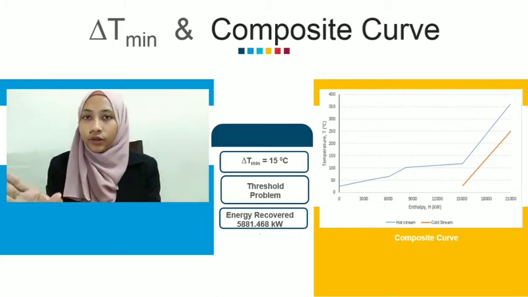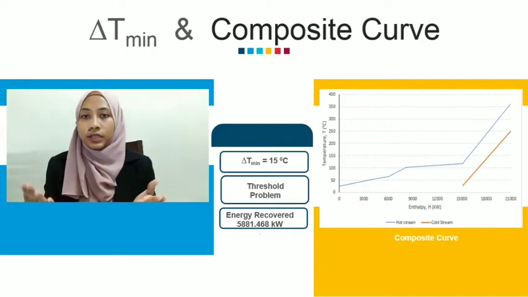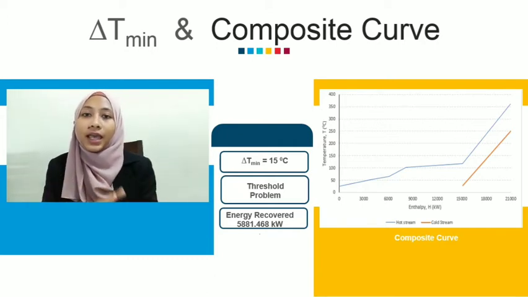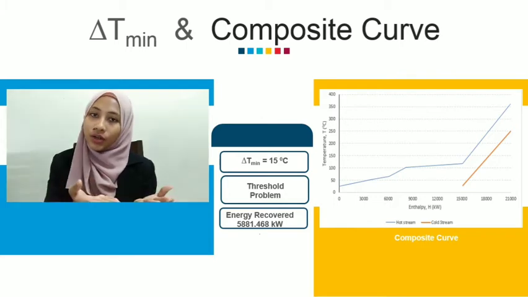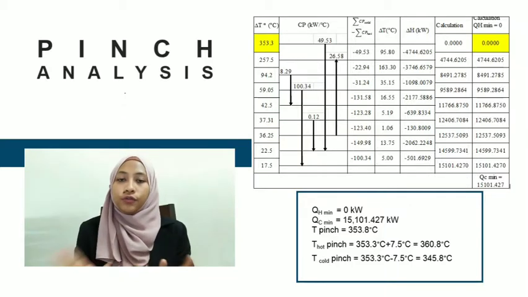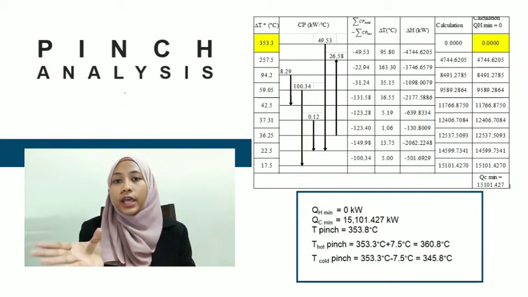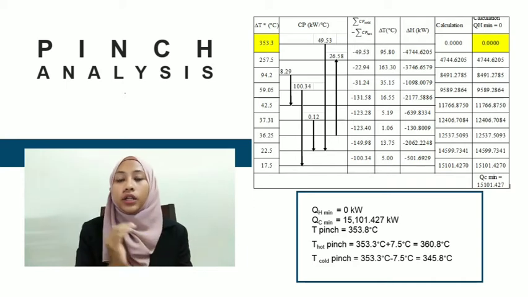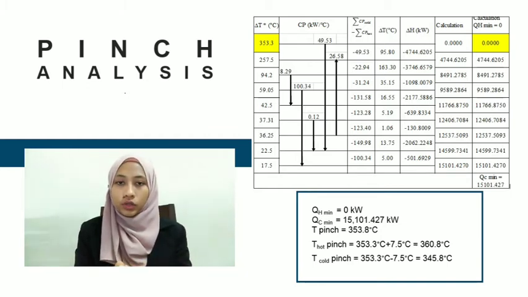This is our composite curve diagram for our plant, and we determine that we are facing the threshold problem, where we do not require any external hot utilities, and we only have external cooling utilities. From the table of pinch analysis here, it proves that we do not need any external hot utilities because the QH min is 0, and we only need external cooling utilities of around 15,000 kilowatts. And we determine that the pinch temperature between hot and cool stream is between 360 and 345 degrees Celsius.